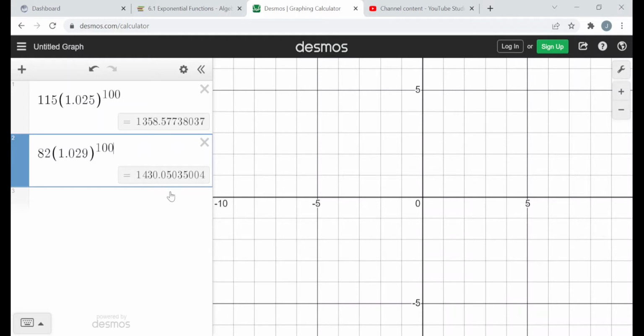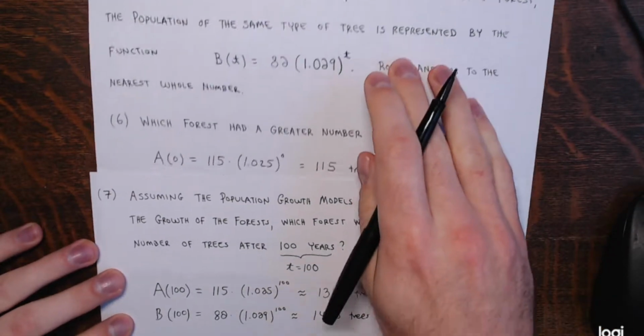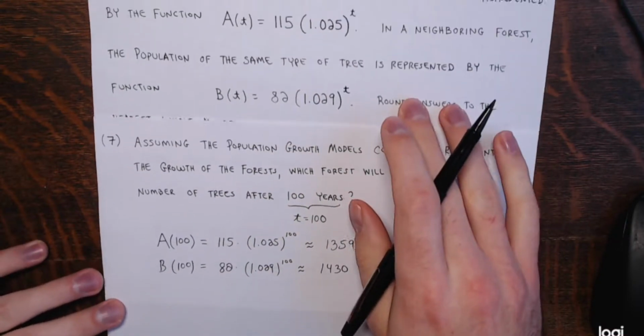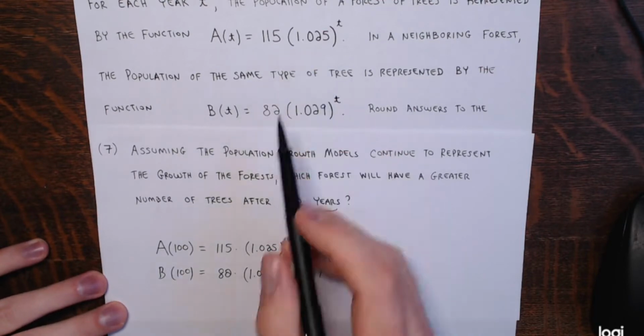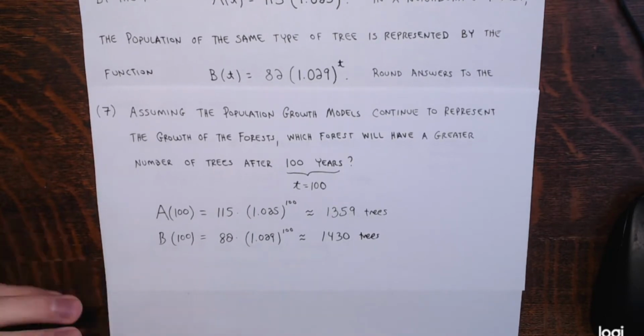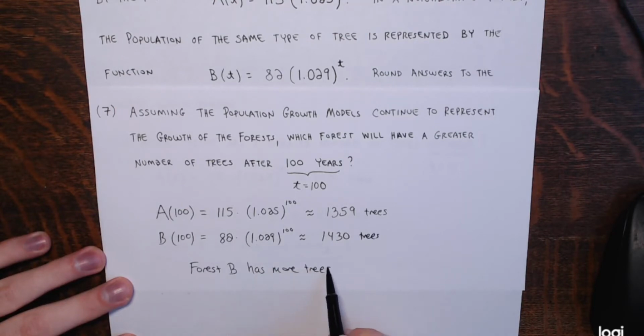So yeah, Forest A initially had more trees at time 0, but because the growth rate, the 1.029, growing 2.9% a year as opposed to 2.5% a year, the growth rate for Forest B was larger. So eventually, if that growth rate continued, like they're saying, Forest B would have more trees eventually, and we're seeing that here. So Forest B has more trees after 100 years.